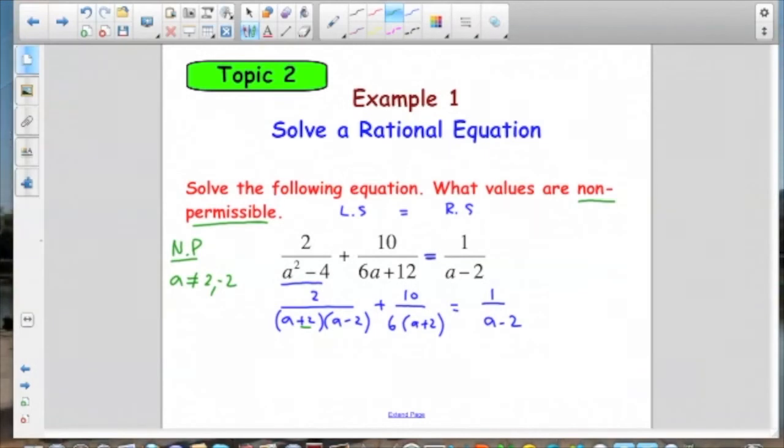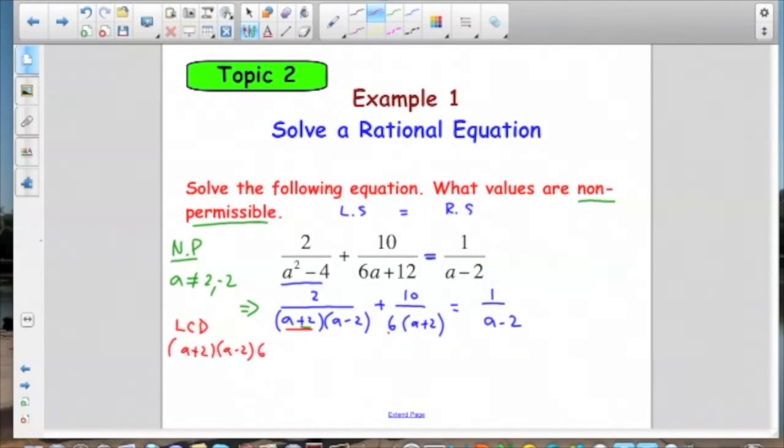All right, now once you get down to this stage right here, we're solving for a, we're trying to get a equals. So we want to multiply everything by a common denominator, our lowest common denominator. So let's look for our lowest common denominator. So we know we have an a plus 2 right here. We have an a minus 2, and we have a 6.